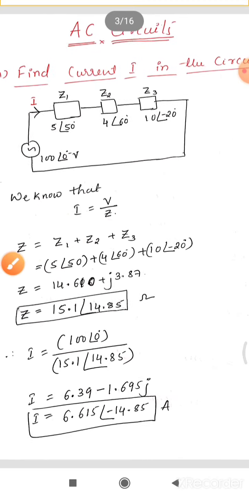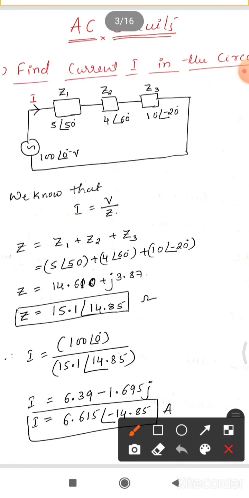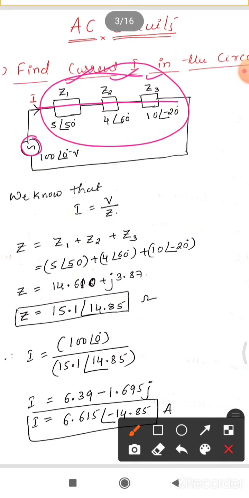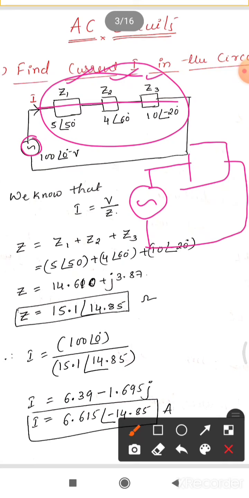Okay, so if you observe this circuit, remember they have given one AC voltage source and then there are three impedances. How are these three impedances connected? In series. So what we can do is add all these resistances, take an equivalent resistance, then your entire circuit will become a single source with one impedance like this. Then this is I, and as we know, this is the total impedance.